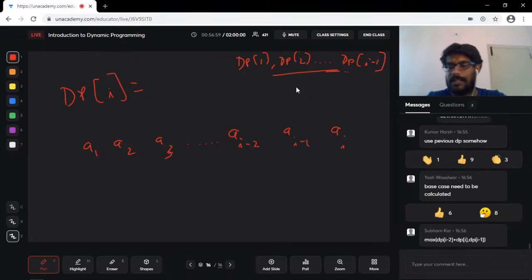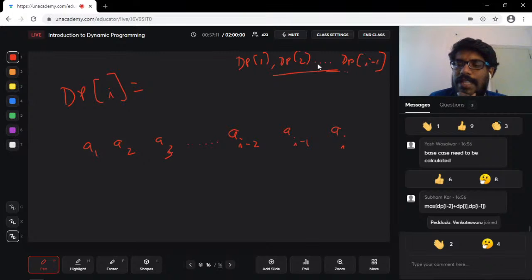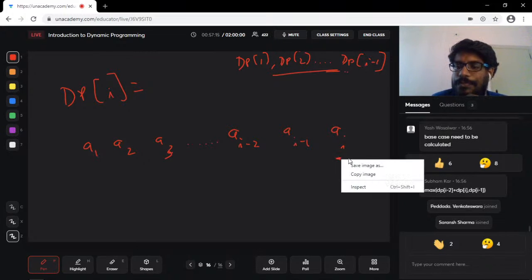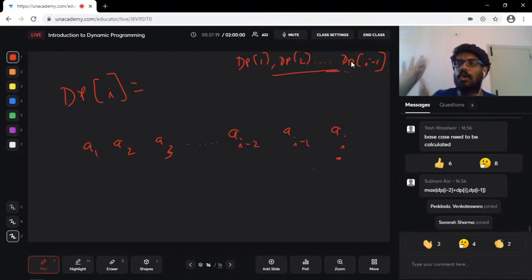The first thought process I would say is, what are the things we know so far? We know about these dp values, but notice that none of these dp values ever look at ai. So ai has been ignored in all these dp values. Correct?